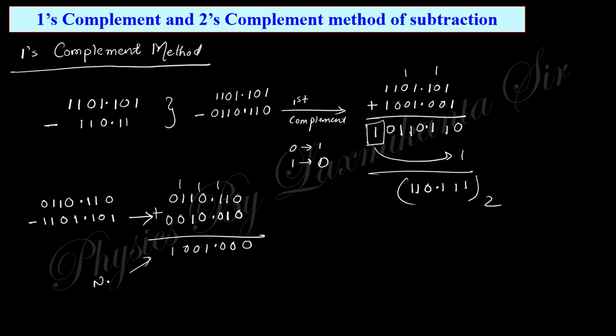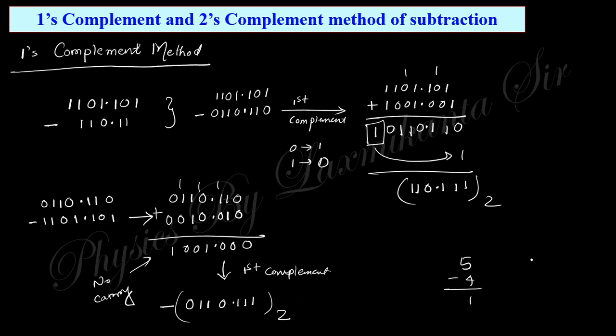So there is no carry. If there is no carry, you change into the first complement. So this gives you 111.0110 with the negative sign. This will be the answer. It is obvious: if 5 minus 4 is 1, then 4 minus 5 is minus 1. So when there is a carry, you add it to the least significant digit, and if there is no carry, you just take the first complement with a negative sign. This is the first complement method of subtraction.